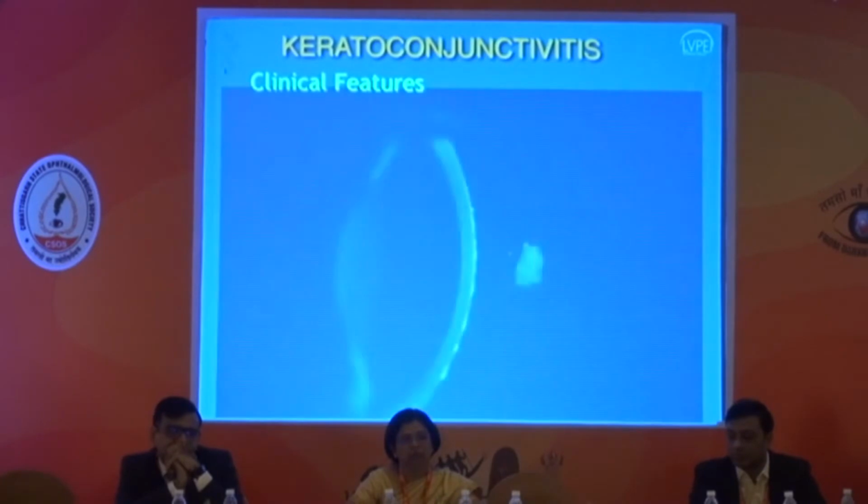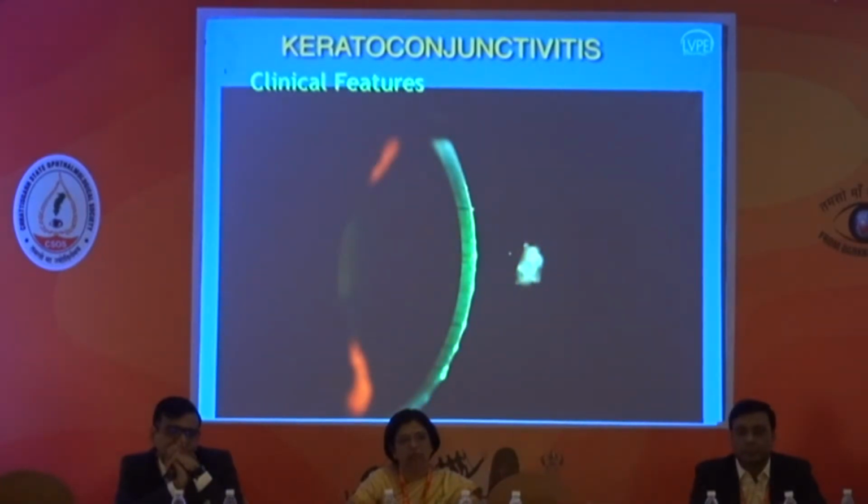So this is just to show you that these are all restricted to the epithelium. So this is a high mag. You can see that the stroma is absolutely clear. These white lesions that you see are all on the epithelium. So this is no-brainer microsporidial keratoconjunctivitis.